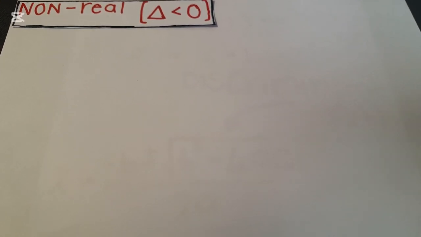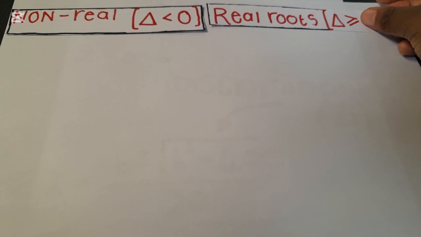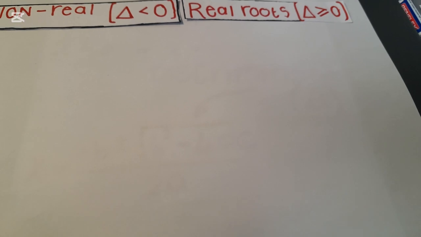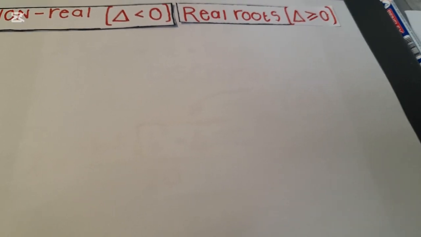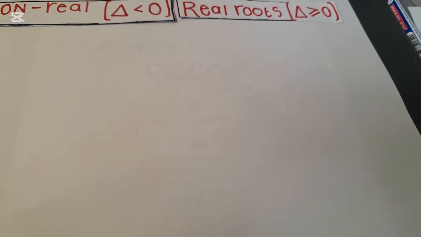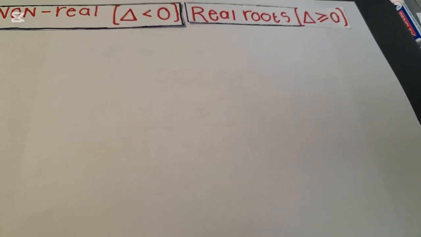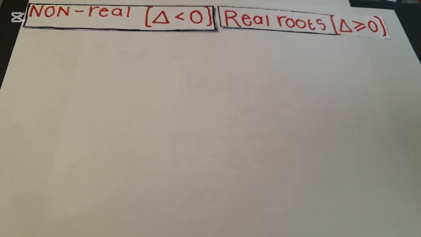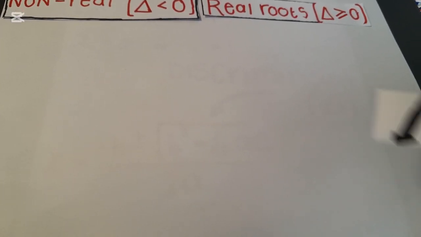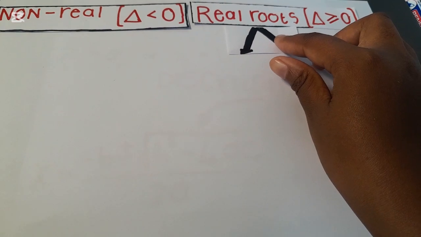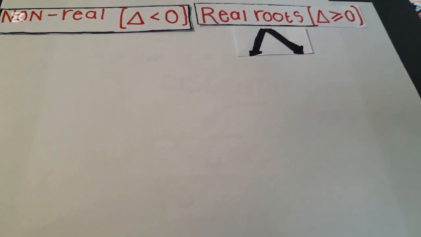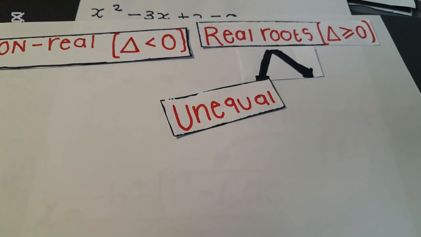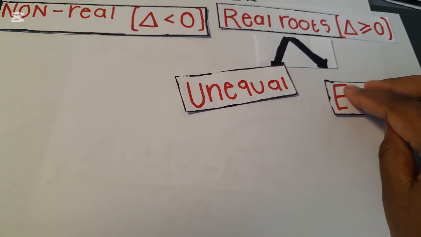And again, the roots can be real. For the roots to be real, the discriminant has to be greater than or equal to 0, right? So that you can see that, okay, the roots are real. And going forward, when the roots are real, they can also be unequal or equal.